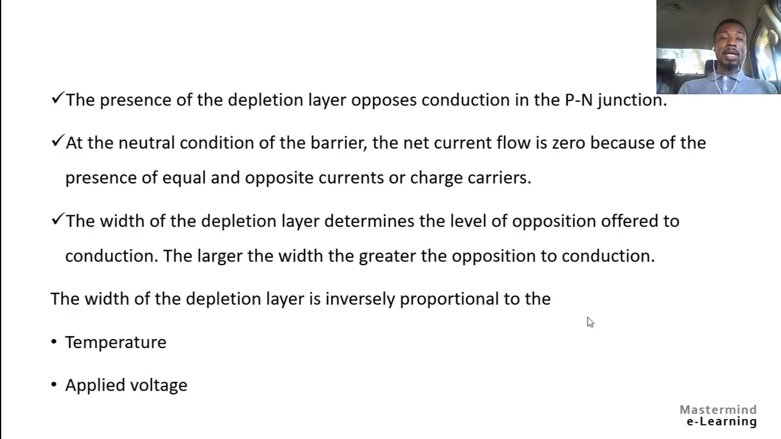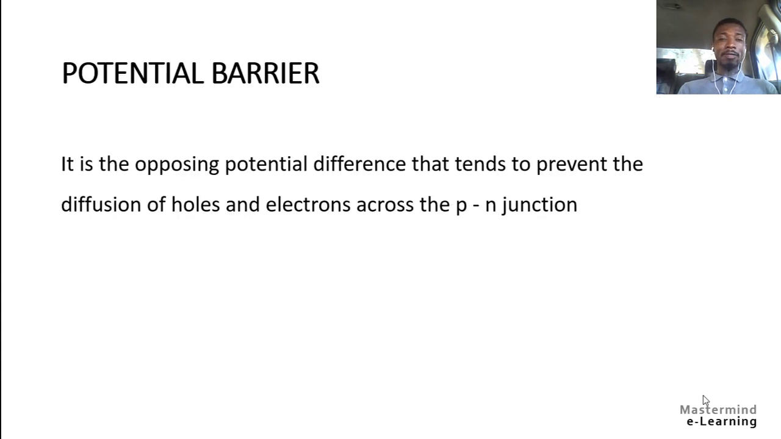The presence of the depletion layer opposes conduction in the p-n junction. So at the neutral condition of the barrier, the net current flow is zero because of the presence of equal and opposite currents or charge carriers. The depletion layer, because it is opposing the flow of currents, one would want to be able to do something about it. Now, the width of the depletion layer is inversely proportional to temperature and applied voltage, which means that when I increase the temperature, the width will reduce. When I increase the applied voltage, the width will reduce, and vice versa.